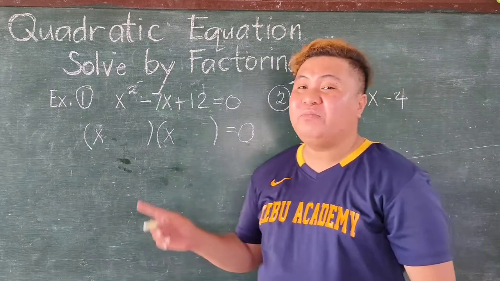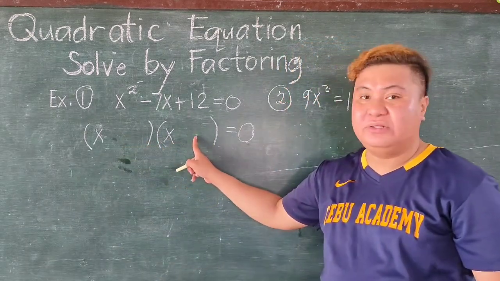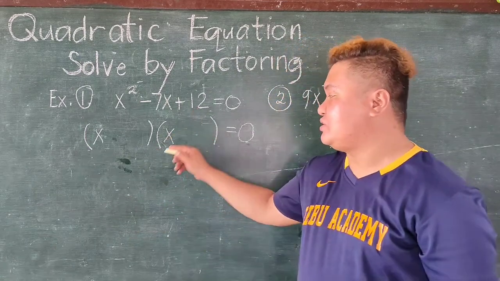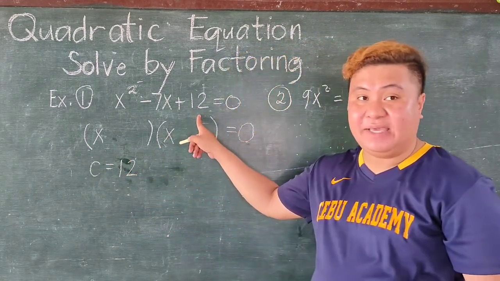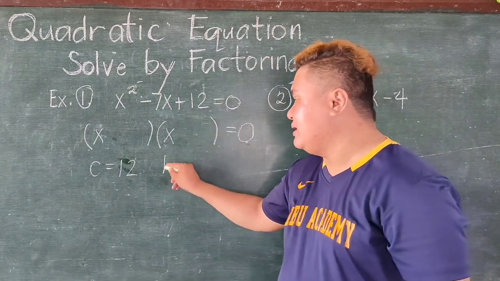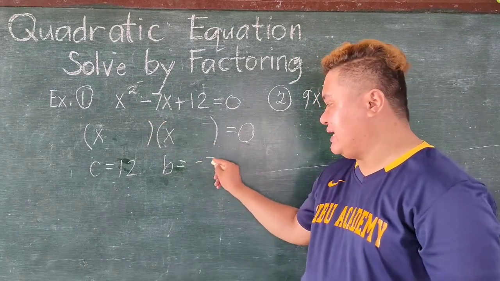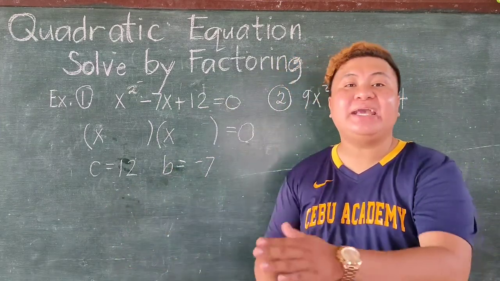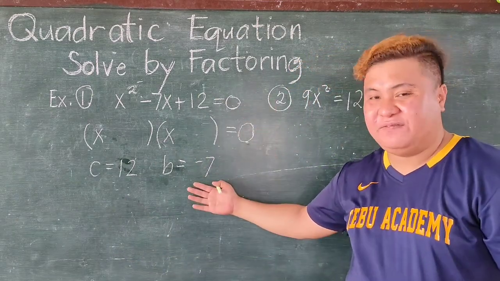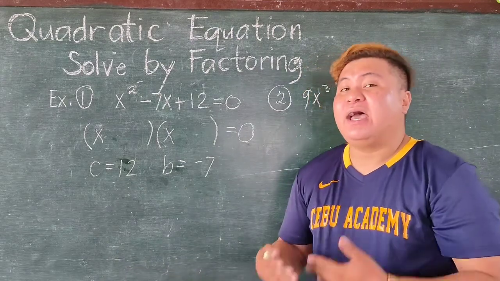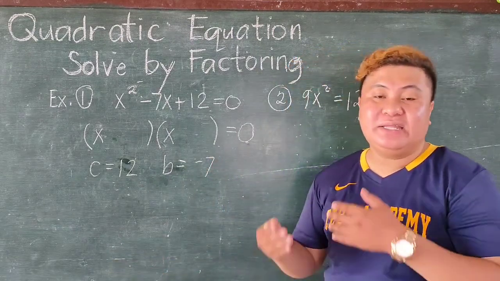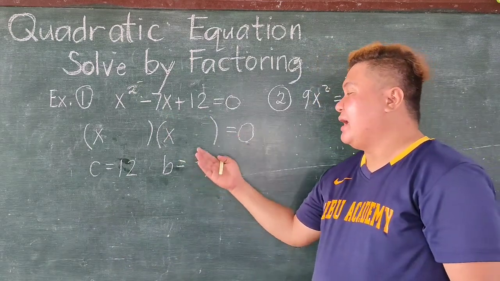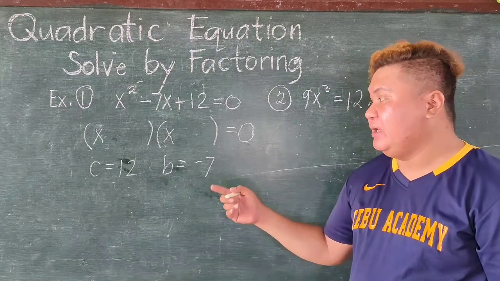So now, how do we get what to put next to x? First thing that we're going to do, we look for letter C. Letter C is equal to 12, and B is equal to negative 7. What we will do is look for factors of 12 that, when multiplied, give 12 and, when added, equal negative 7. Okay? So let's start.